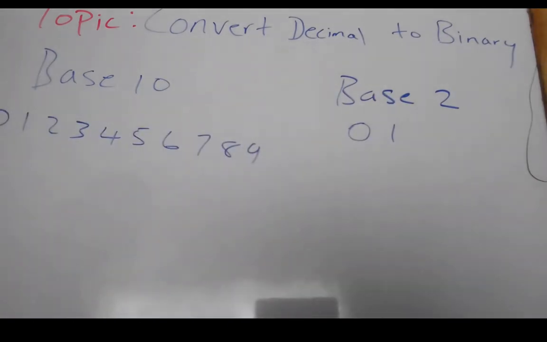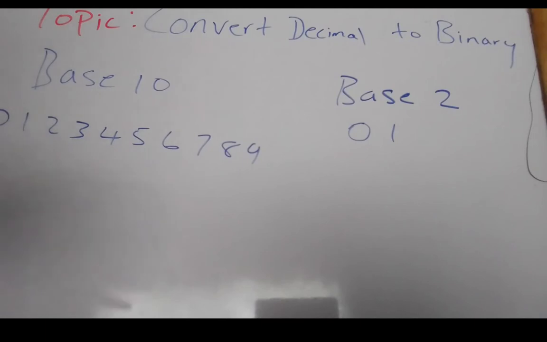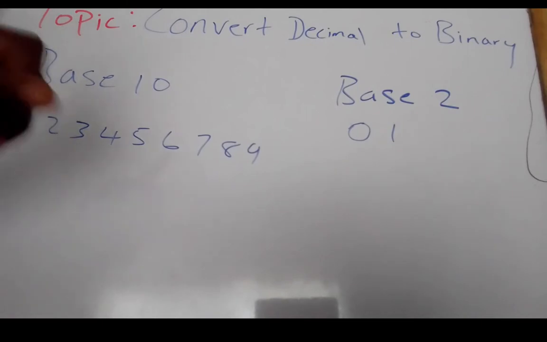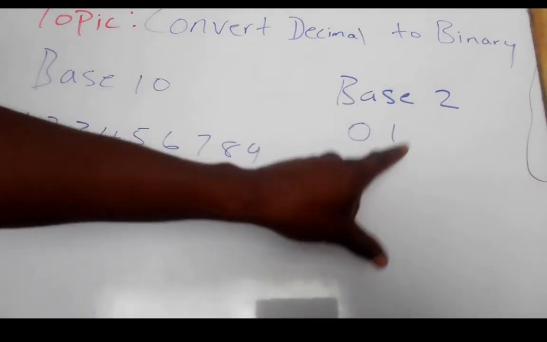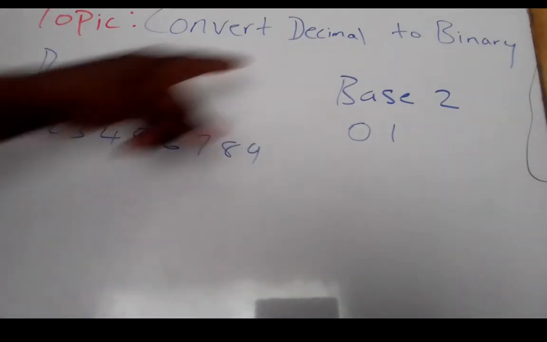So this is basically a mathematical topic. It is also an information technology topic. So you will do this in mathematics, and you will also do this in information technology. The computer only understands ones and zeros. So when you put in a letter or letters in the computer, it sees the letters or numbers as ones and zeros. Alright, so base 2 is binary numbers, and base 10 is decimal.